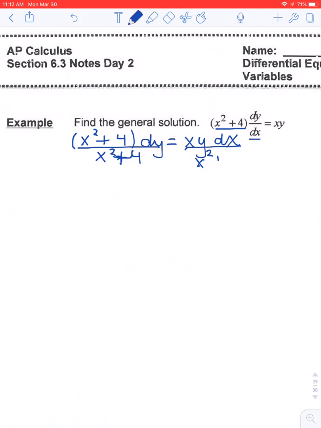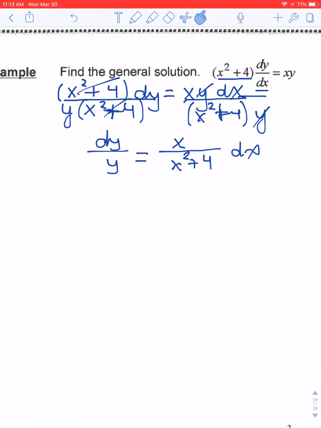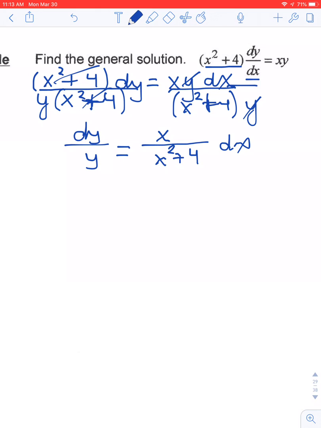Now you can do this in a couple steps. Some people might do it in one step because they look at it and say, we also need to get rid of the y, so we can divide both sides by y. I just have to put parentheses around that x squared plus 4. That gives me dy over y equals x over x squared plus 4 dx. That's called separating the variables. If it's an AP free response question, you don't get any points if you don't do that first, so that's very important.